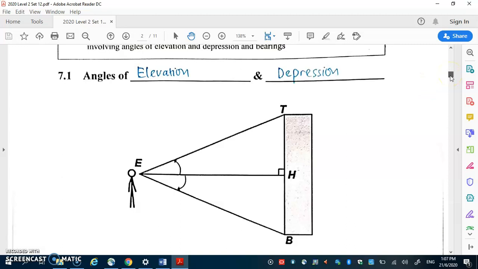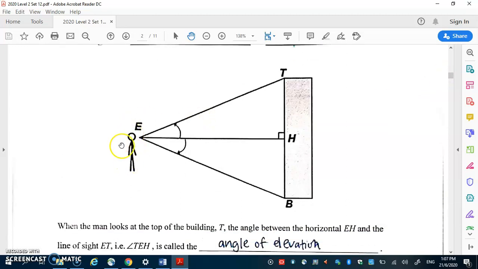Now let's say you are standing over here. Okay, you're standing over here and you're looking at the top of the building T. Okay, the angle between the horizontal, that means the horizontal is EH in this case, and the line of sight, this is the line of sight ET. Okay, the angle between the line of sight and the horizontal, this is known as the angle of elevation. That means angle TEH is known as the angle of elevation. Please fill up your notes.